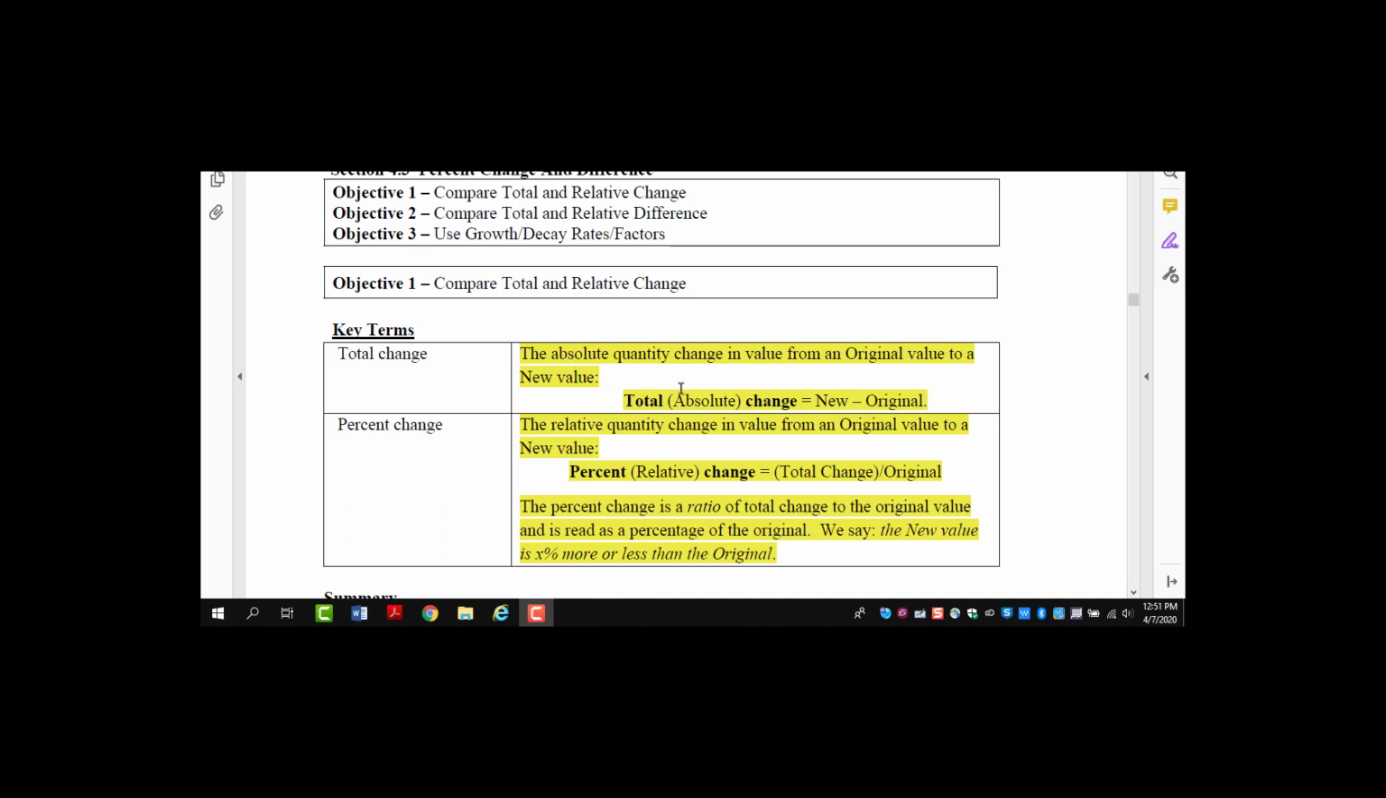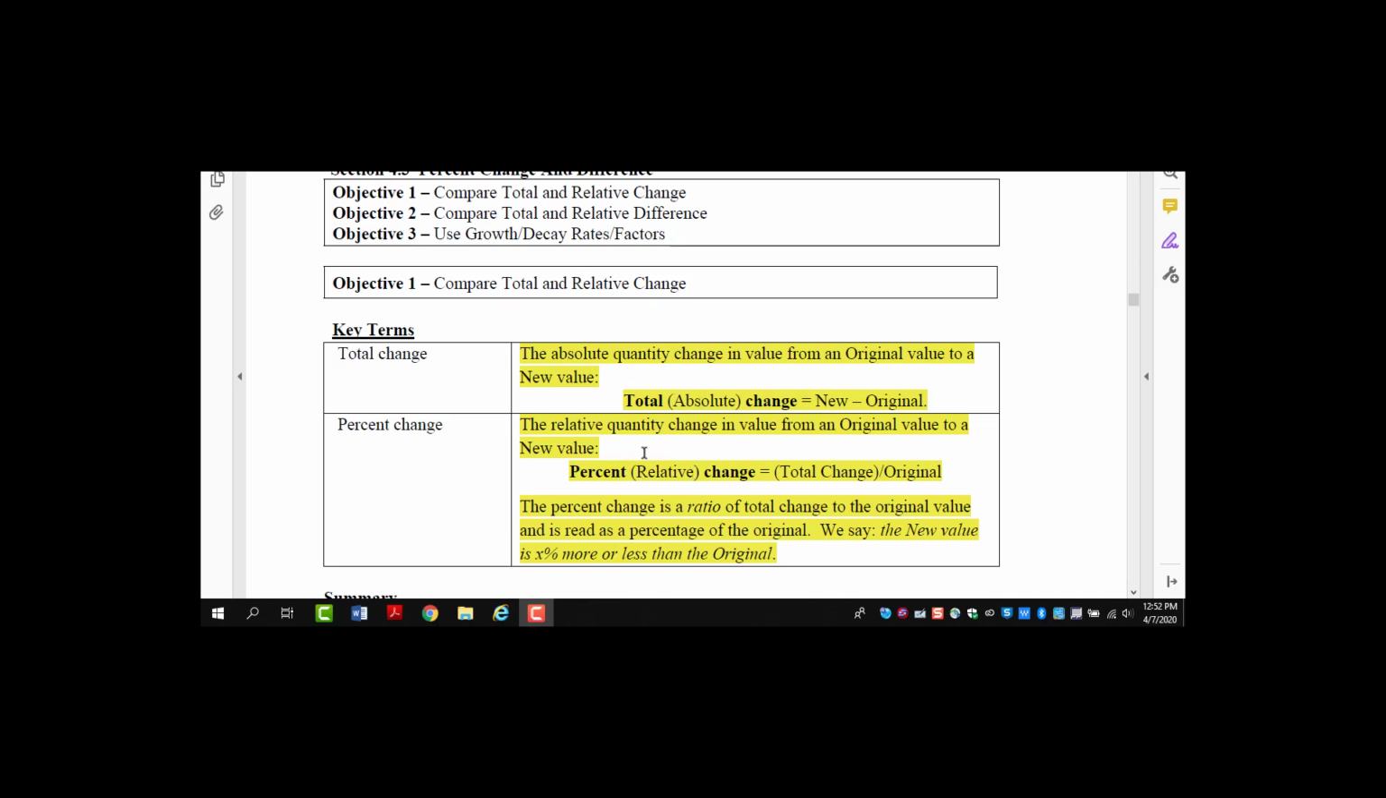So total change is just the difference between the original value and a new value. So it's just a change, the difference. Like I have $10, you have $5. The difference between your money and my money is $5 because 10 minus 5 is 5. That's it.